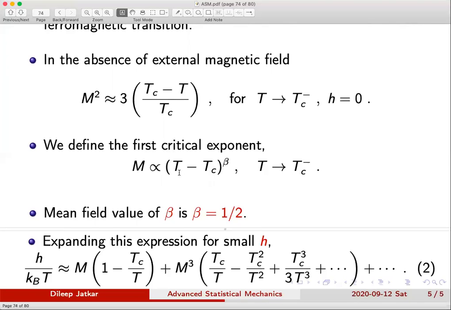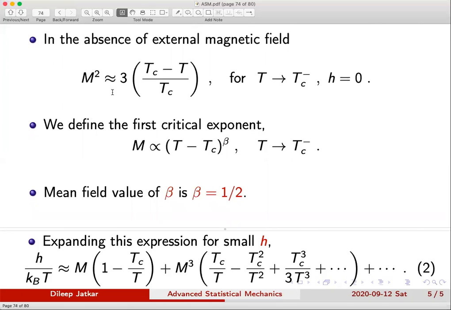Maybe I should have written Tc minus T to the beta, really, because I'm taking Tc minus T to be positive. Okay, I'll correct that. So it is written as Tc minus T to the beta, and from this expression we find that the beta value is half for the mean field theory. Okay, because m squared is proportional to Tc minus T, so m is proportional to square root of Tc minus T, so beta is half.